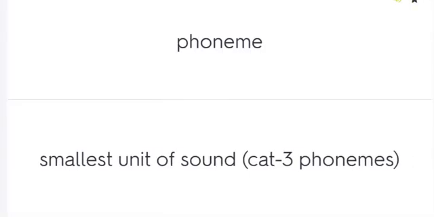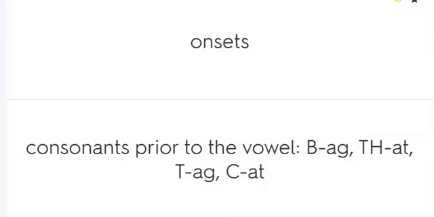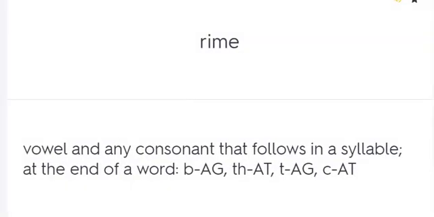Phoneme, smallest unit of sound. Onsets: consonants prior to the vowel, b-ag, th-at, t-ag, c-at. Rhyme: vowel and any consonant that follows in a syllable at the end of a word, bag, that, tag, cat.